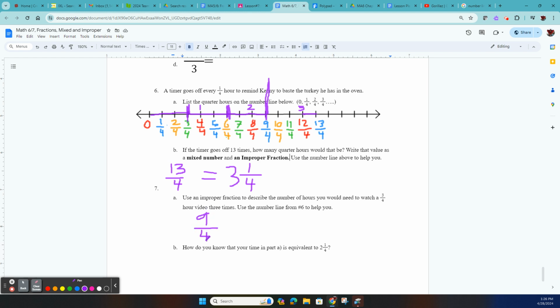Okay. As a mixed number, 4 fits into, well, I'll use the number line. How many whole times did it go? Well, there's 1 whole, there's 2 wholes. And what was left over? 1/4. Cool. And also because 4 fits into 9 twice, 2 whole times with 1/4 left over. B, how do you know that your time in part A is equivalent to 2 1/4? Okay, well, I've already said it. But again, it's because I went 1 whole time, 2 whole times with a quarter extra.